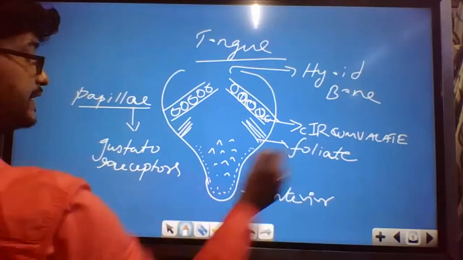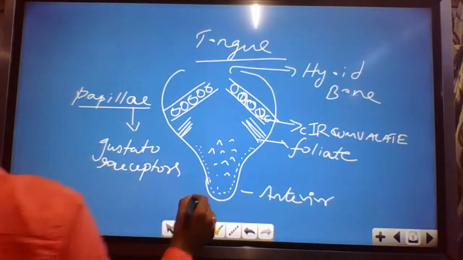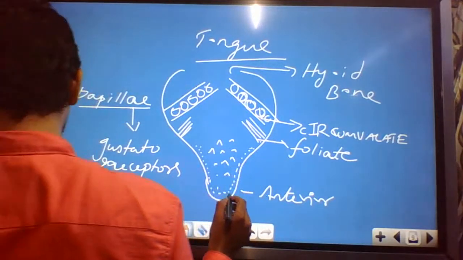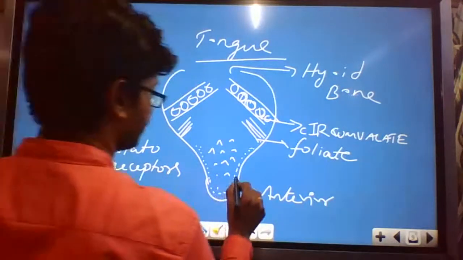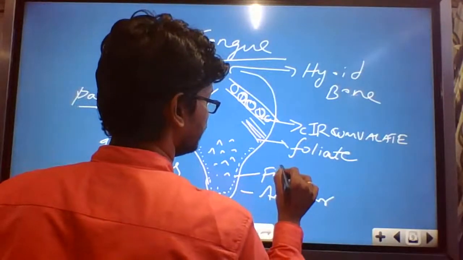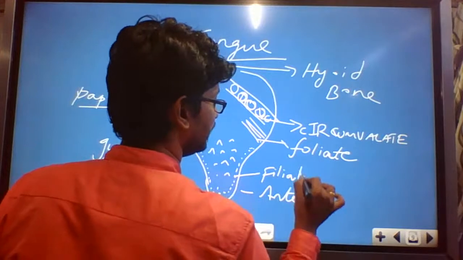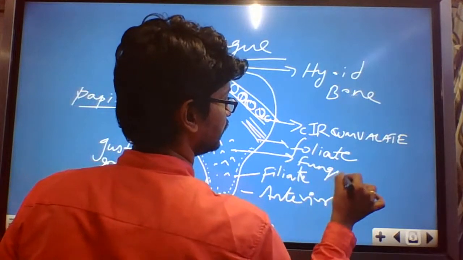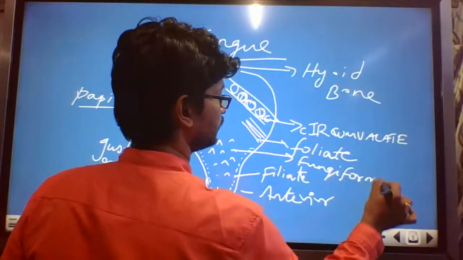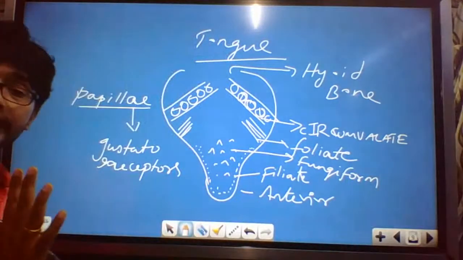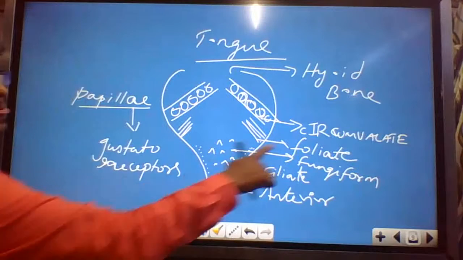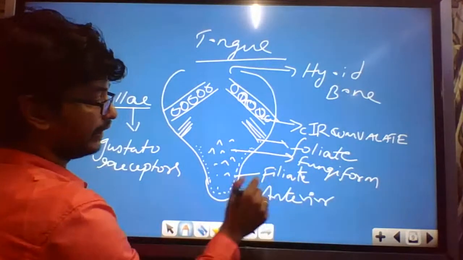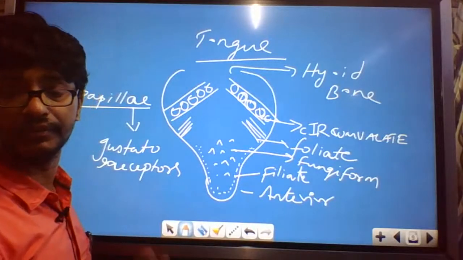Then we have the fungiform papillae and the filiform papillae. So there are four types of papillae: circumvallate papillae, foliate papillae, fungiform papillae, and filiform papillae. These are the four types of papillae.